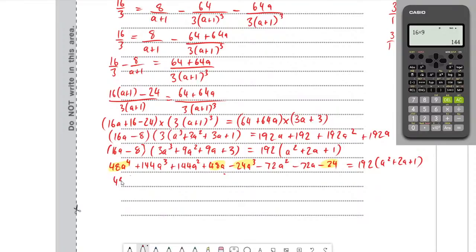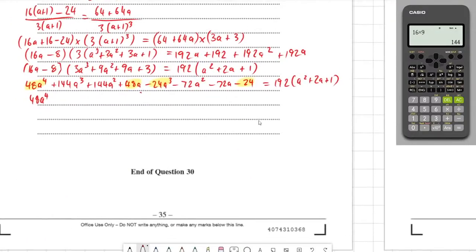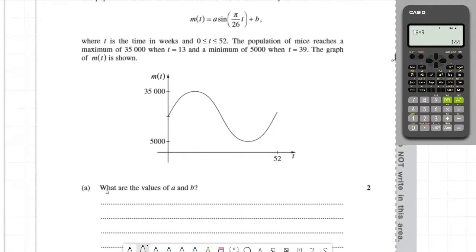If I go 48a to the power of 4, and what's double of 48? That's 96. So can I get 96 out of the a cubes? I get 120. That's not useful. Have I done this expansion right? Oh, it's actually driving me mental. Okay, I'm going to stop there because that's driving me spare. Stop.